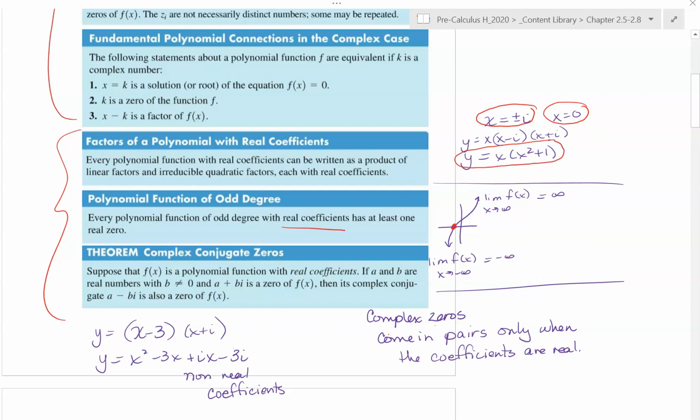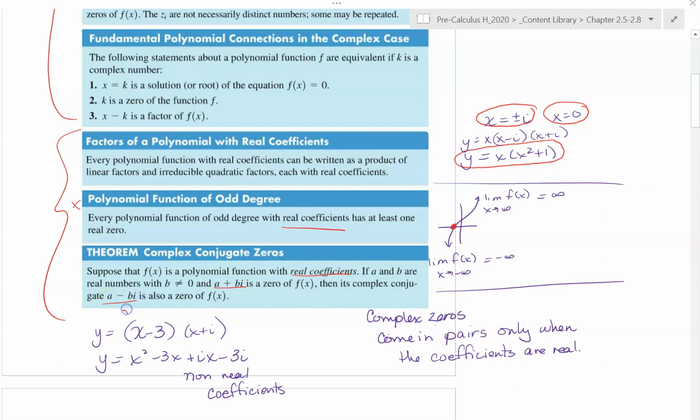So again, real coefficients. What about this next theorem? This is pretty cool. Every polynomial function of odd degree with real coefficients has at least one real zero. That makes sense. Look at the end behavior, so you're going to cross the x-axis at least once. And we have complex conjugate zeros. Suppose that f of x is a polynomial function with real coefficients. Notice that we have a plus bi and a minus bi.